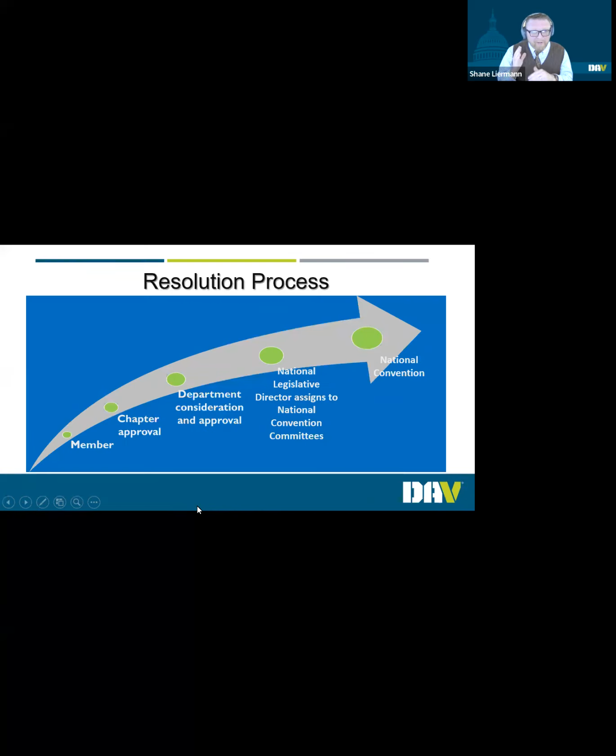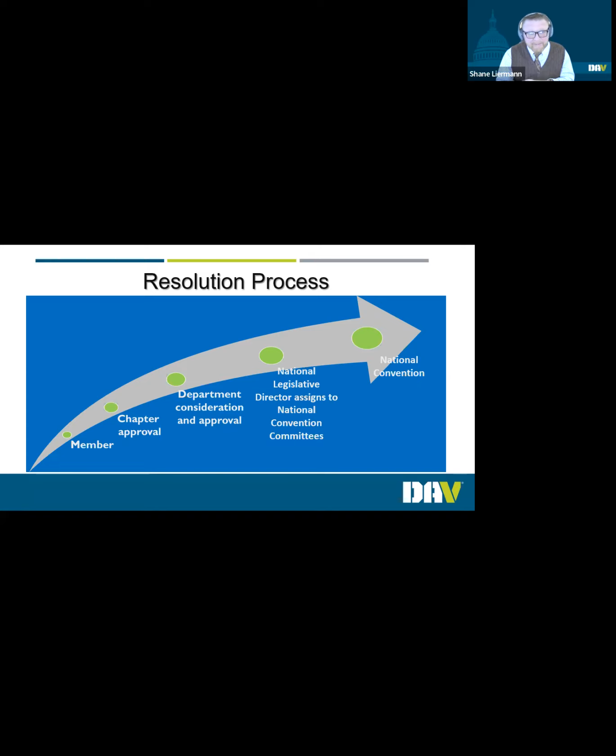Now, as a reminder, the resolution process, and this applies to everyone, usually will start with a member submitting a resolution to their chapter. Chapters that approve or adopt a resolution then will have to turn them over to the department to be considered, generally at your department convention. Make sure you understand the time frames and the process. And then those that are adopted by the department will be sent to the National Legislative Director, Joy Elam, and they'll be assigned to National Convention Committees for consideration at the National Convention.